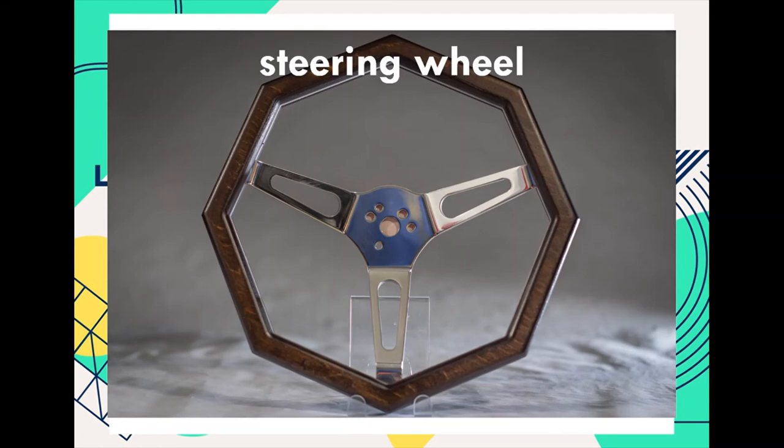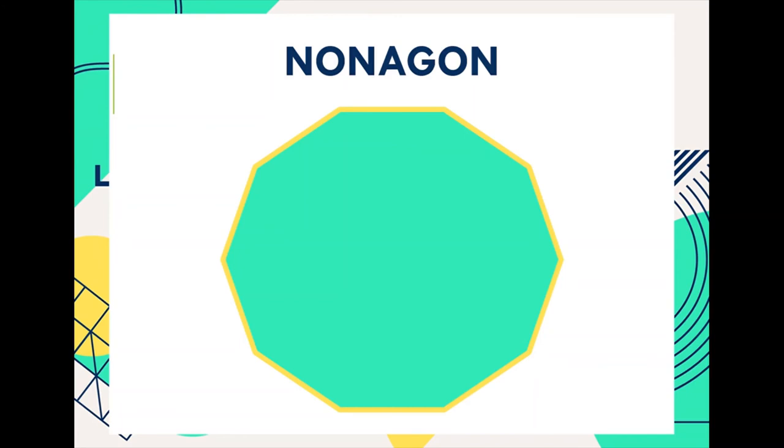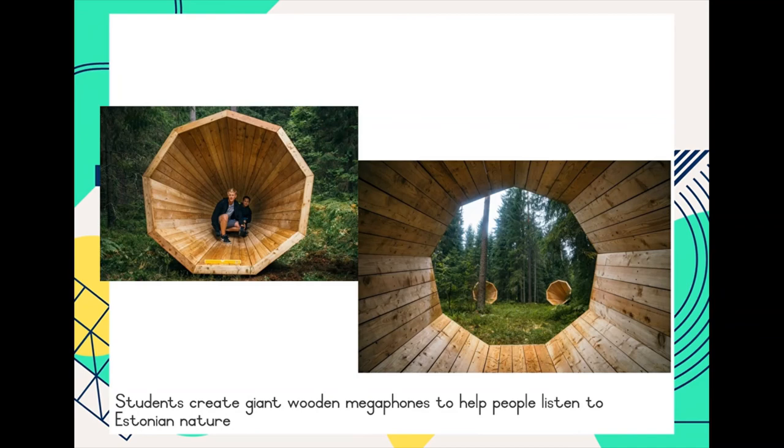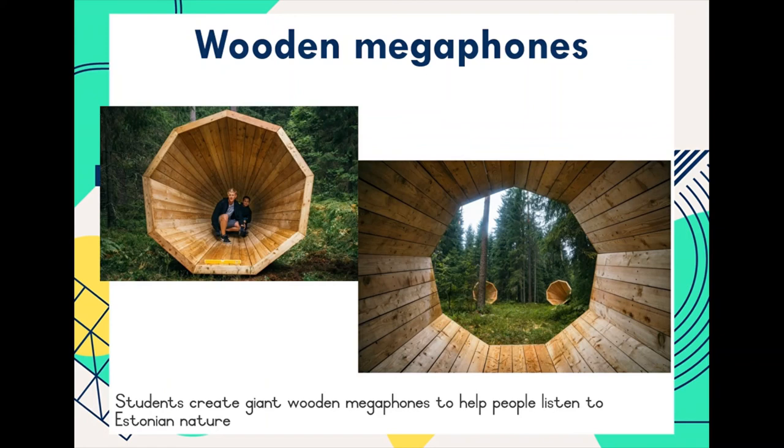Nonagon, which means it has nine sides. Here's a 50-cent coin from South Africa that has nine sides. Here we have megaphones that are made out of wood that people have used to sit inside, and it amplifies the sounds of the nature around it in the forests.